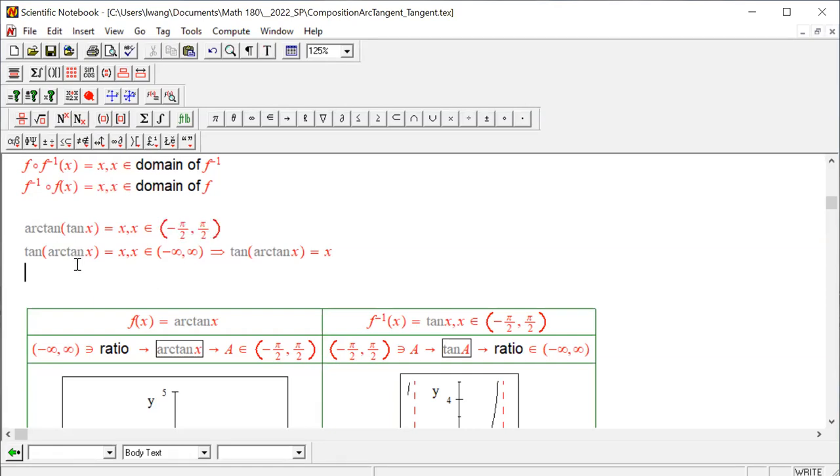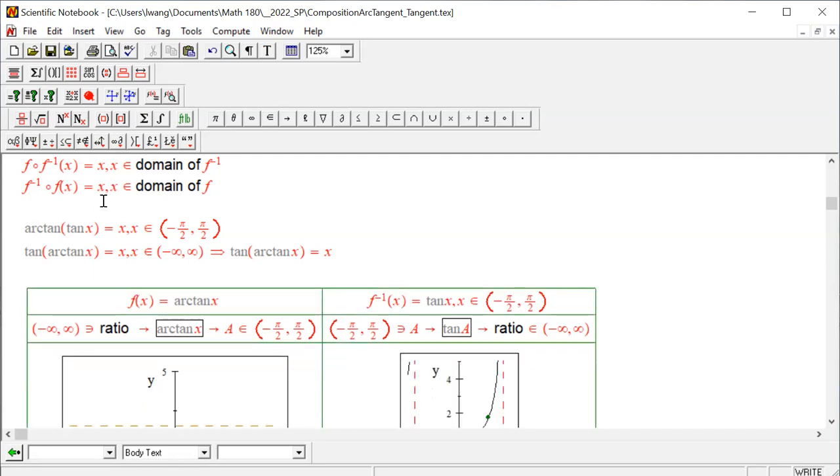And here, this x has the arctangent rule applied to it. So this x is considered to be a ratio. Any number you put here will be regarded as a ratio. So now let's look at some examples.